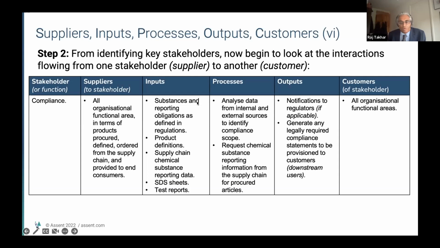But the role of compliance would again touch all functional areas of an organization. The idea would be you take the stakeholder you've identified, and you work with the stakeholder to say, in the context of this problem, where do you see your role? Who's giving you information? What is the type of information? How are they processing it? And then what do you produce that then goes on to a different customer?